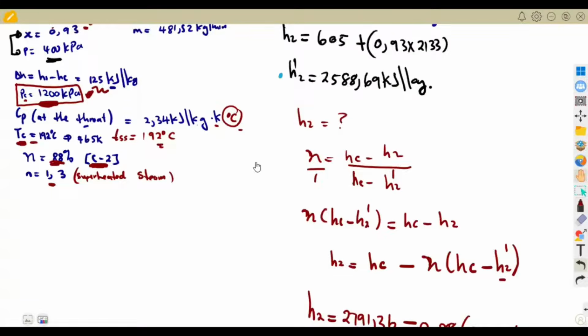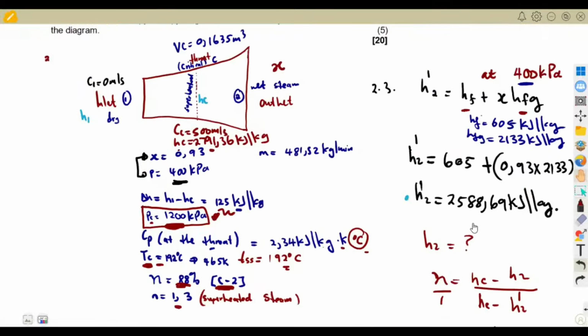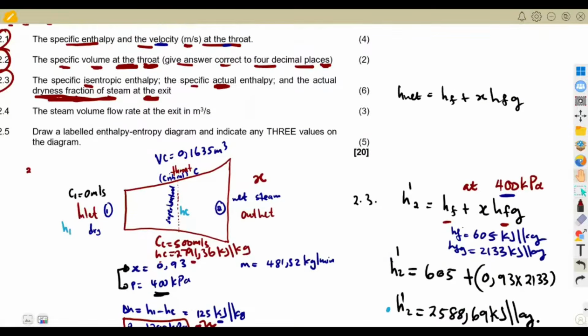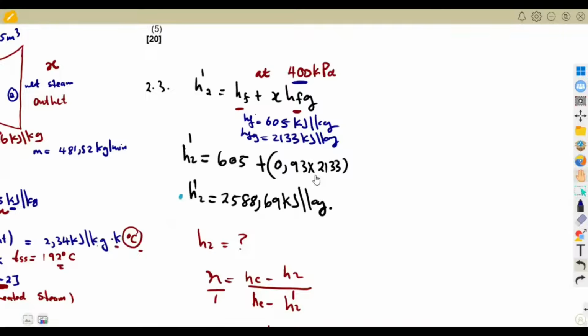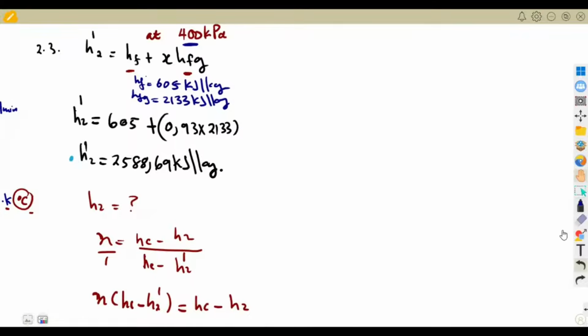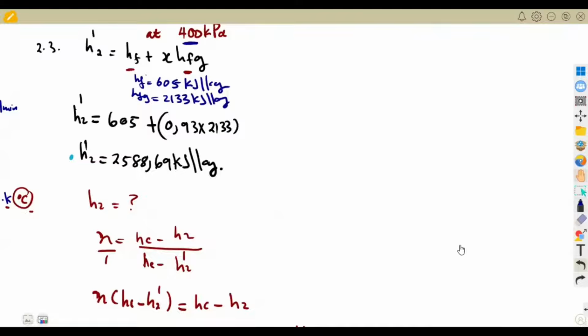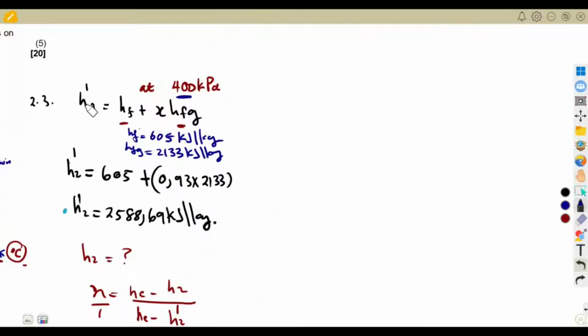All right, then what else do they want on the same information? Remember, they said here, the actual dryness fraction at the exit, at this point of the exit. How do you calculate it? Remember what I said: H2 is taken from H wet because the steam at the exit is wet. So we are now using H2, which is the actual value. This was the isentropic value. Now we are using H2, which is the actual value.